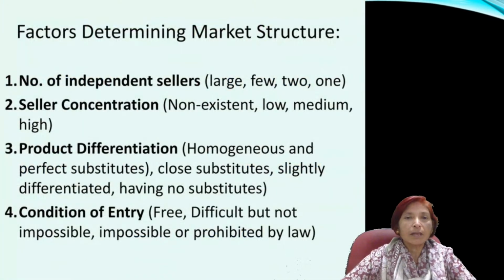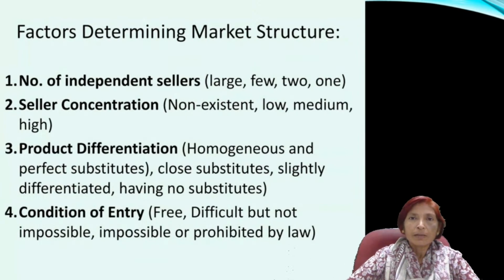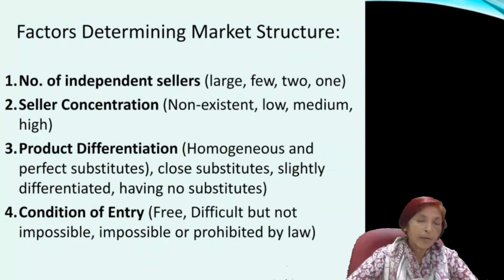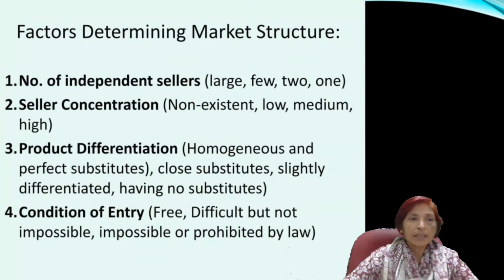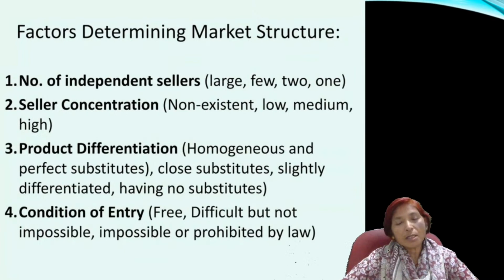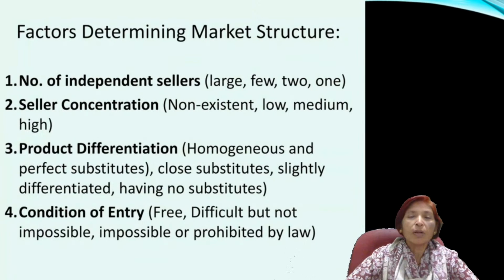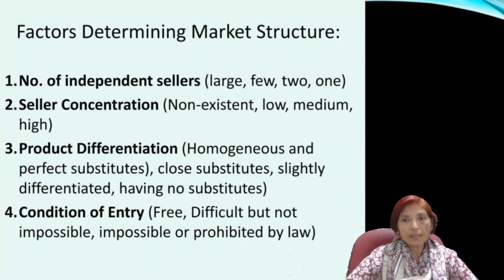Now, next is factors determining market structure. What are the determinant factors which affect market structure? Number one is the number of independent sellers. As I have explained, in some markets there are very large numbers of buyers and sellers, like perfect competition, but in a monopoly market only one seller exists, and in an oligopoly market there are few sellers, and in a duopoly market there are only two sellers.